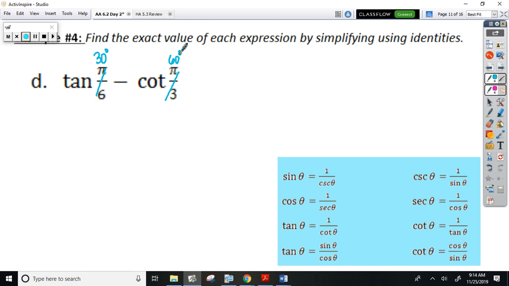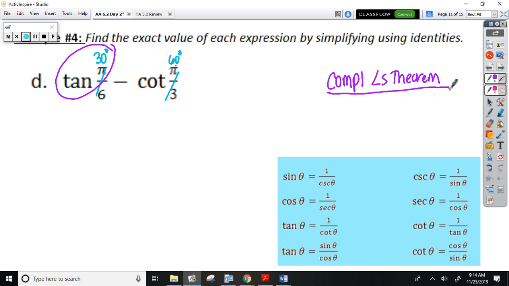Okay, so either way, they're not the same number, so we need to convert one of them to the other one. I'm just going to do the first one. So I'm going to change tangent of 30 to be 60. Remember, you can't just make it tangent of 60. You have to use your complementary angle theorems. So go on the front of your formula sheet and find the one that says tangent. Mine's blue, yours is white. It says tangent of theta equals cotangent of 90 minus theta.